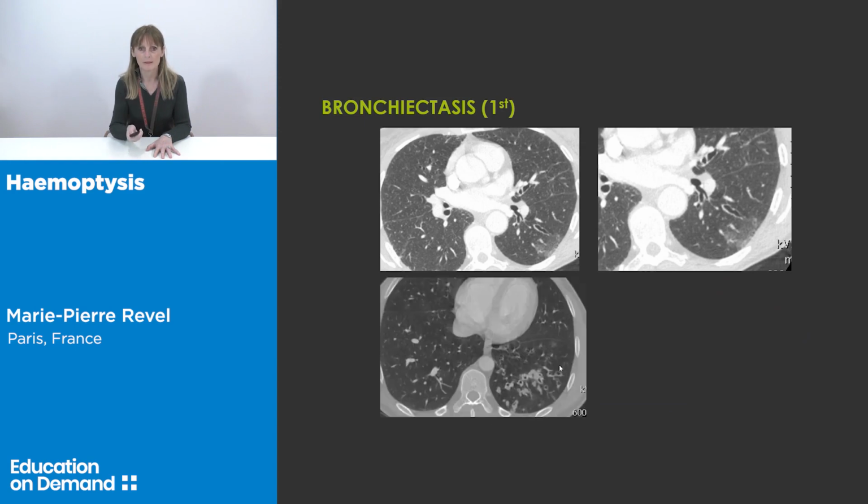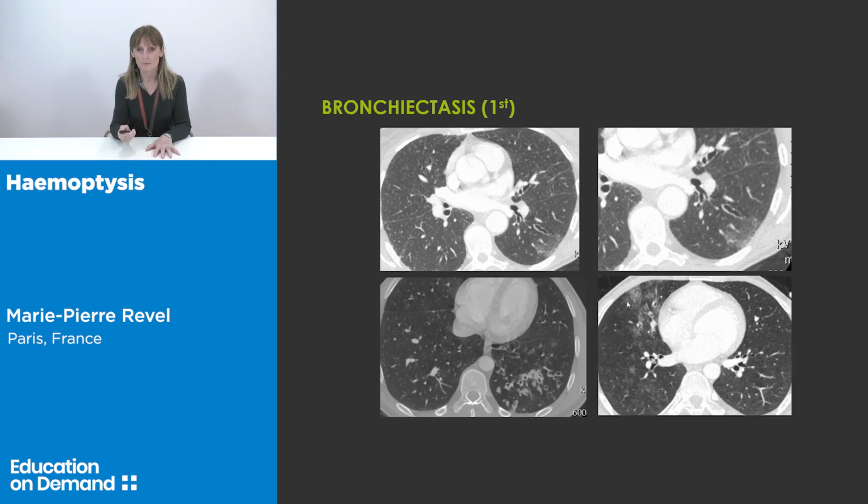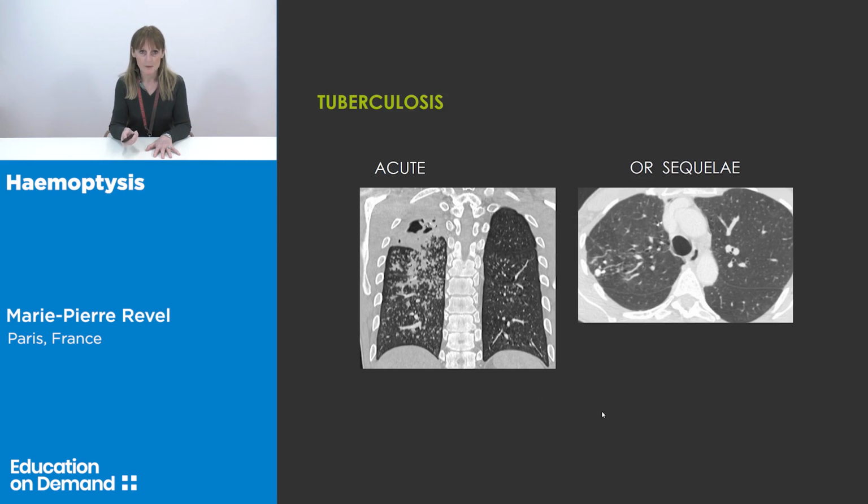Second example here, bronchiectasis from the left lower lobe, and in this patient, bronchiectasis and ground glass opacification in the middle lobe. In patients with TB, the typical features are upper lobe consolidation showing some cavitation in acute tuberculosis with a bronchial spread of infection responsible for all these bronchial nodules. But sometimes bleeding occurs in patients with TB sequelae, like in this case, with some nodular calcification and scarring.